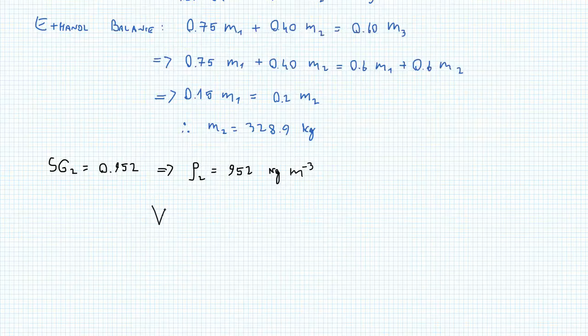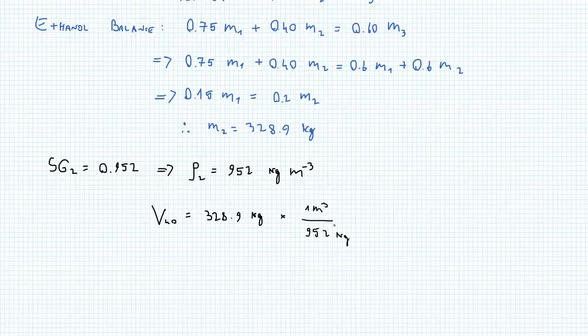And the volume V40 is just mass M2 divided by the density rho 2, and we find that it's 0.345 meters cubed, which is the same as 345 liters.